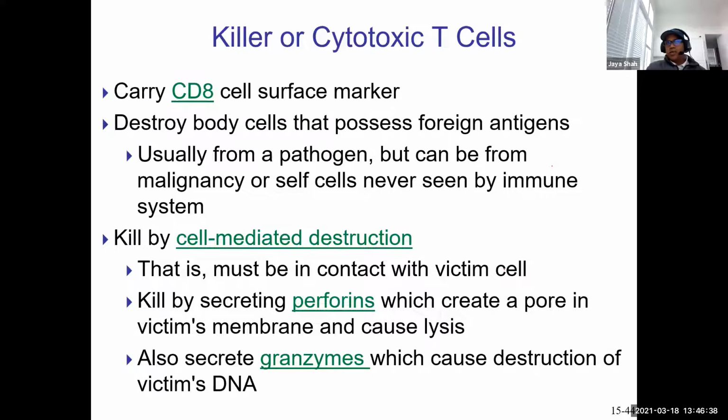Same question in the short answer questions next exam, I will ask: write one chemical substance which is produced by cytotoxic cells which kills the infected cells? And this is the answer, either perforins or granzymes. Okay.